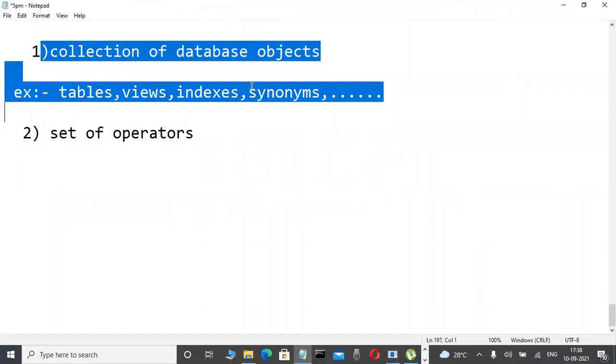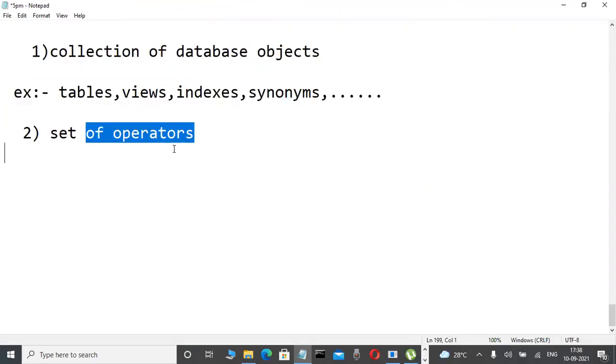Anybody can understand this. A collection of database objects is there, a set of operators is there. These are all things I am telling, and other fellows also tell. Otherwise, you can read articles on Google and understand without joining a course. But what is important is the third point. Finish writing the set of operators. The third one is very important.